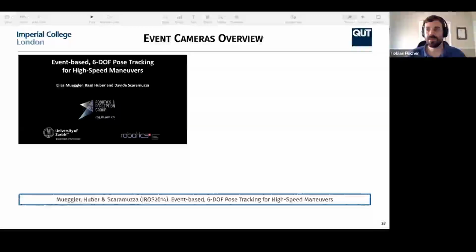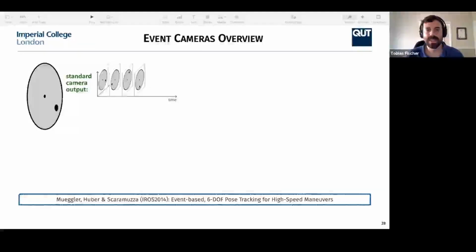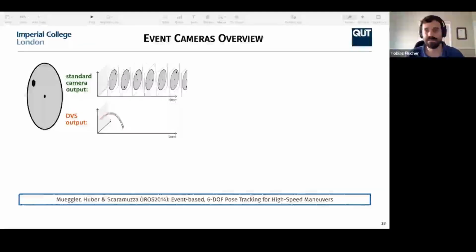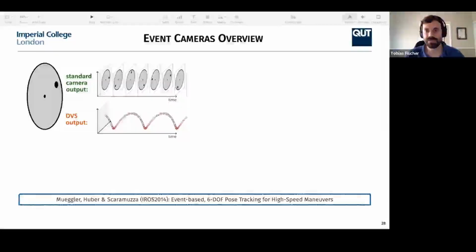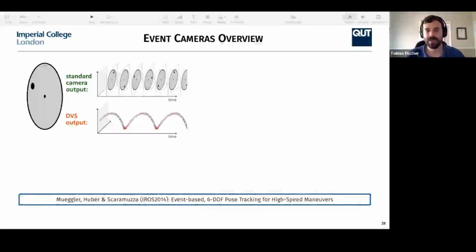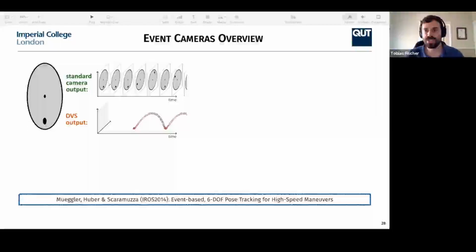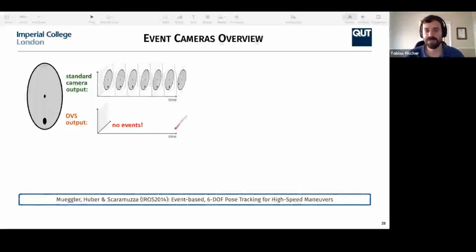So the way I want to tackle visual place recognition is using event cameras. Event cameras are a novel type of sensor, so they operate very, very differently from a normal camera. With a standard camera, you get a frame every 33 milliseconds typically, whereas with an event camera, as you see in the bottom, you get this continuous stream of events. And if nothing changes in the environment, you don't get an event.